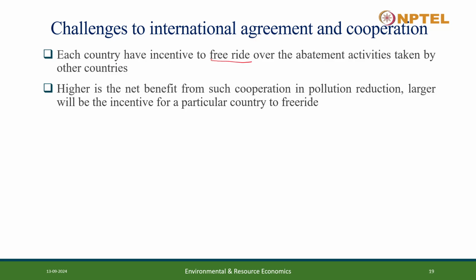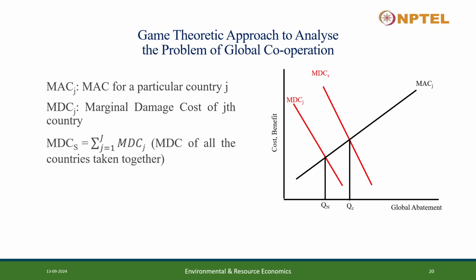When other countries are reducing the emission, one country will enjoy the emission reduction without paying any cost of pollution control. This is known as free riding. The higher the net benefit of cooperation for pollution reduction, the larger the incentive for a particular country to free ride. Here we have taken the marginal abatement cost curve of country J and the marginal damage curve for country J and for the sum of all the countries. Because of pollution of country J, other countries are also affected, so we get the net sum of emissions.